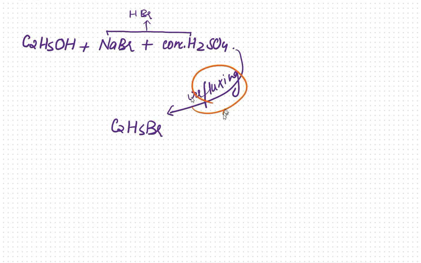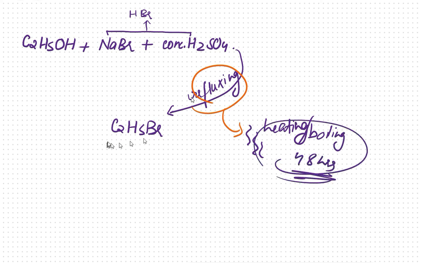Now you might be wondering what refluxing is. Refluxing is just a fancy term for heating or boiling. When you heat or boil something with constant heating for 48 hours, you call it refluxing. It's just a fancy term that you can get used to. But the main thing to note here is that your bromoalkane is formed, and you use sodium bromide and concentrated sulfuric acid as your reactants in this case, and not the other way around. You did not use hydrogen bromide directly.